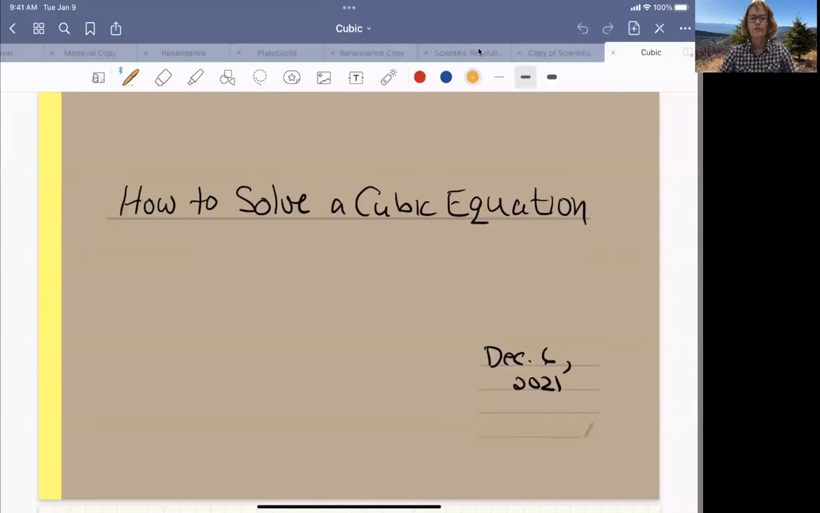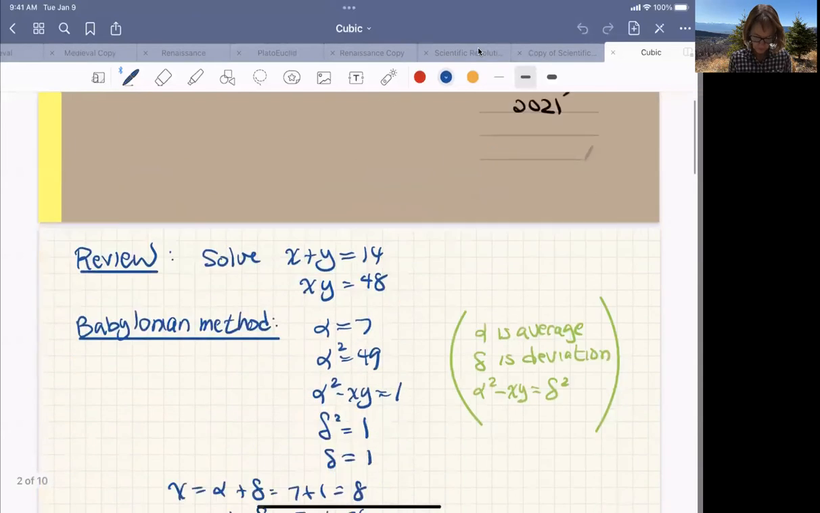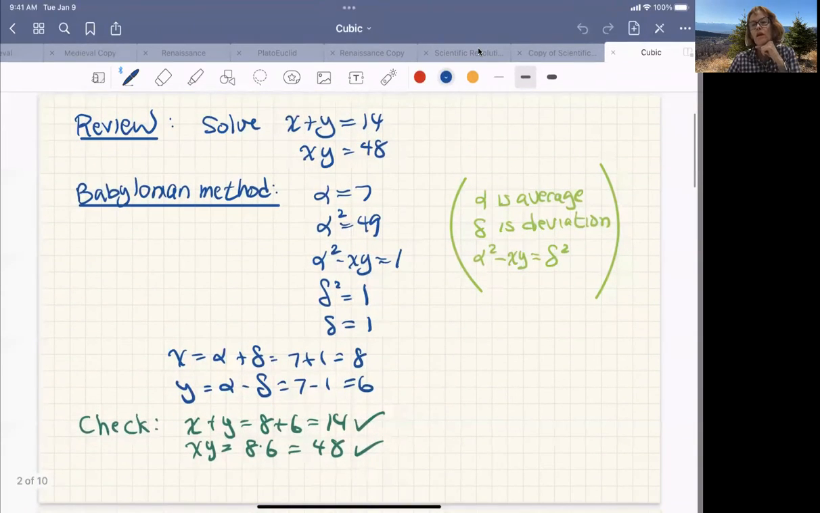So in this video, we're going to see how we can solve a cubic equation. So we're going to learn how Cardano solved cubic equations. Before we begin, I would like to first remind you of the Babylonian method for solving quadratic equations, because we're going to need that here.